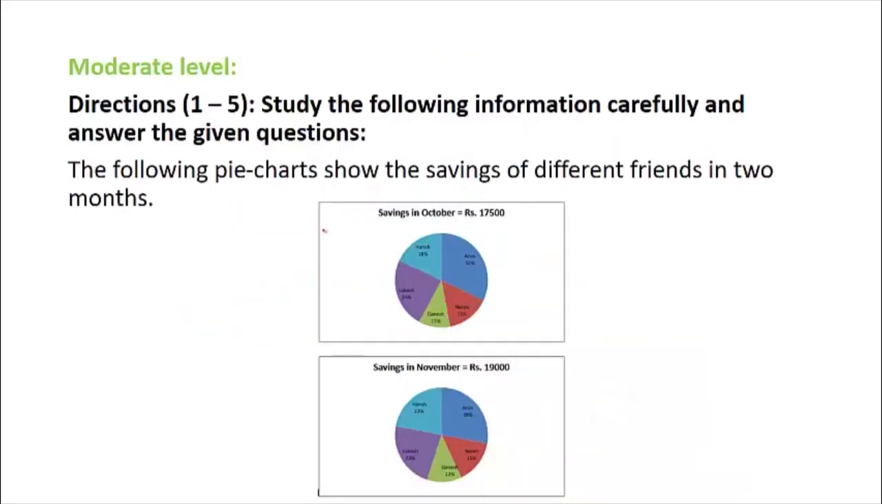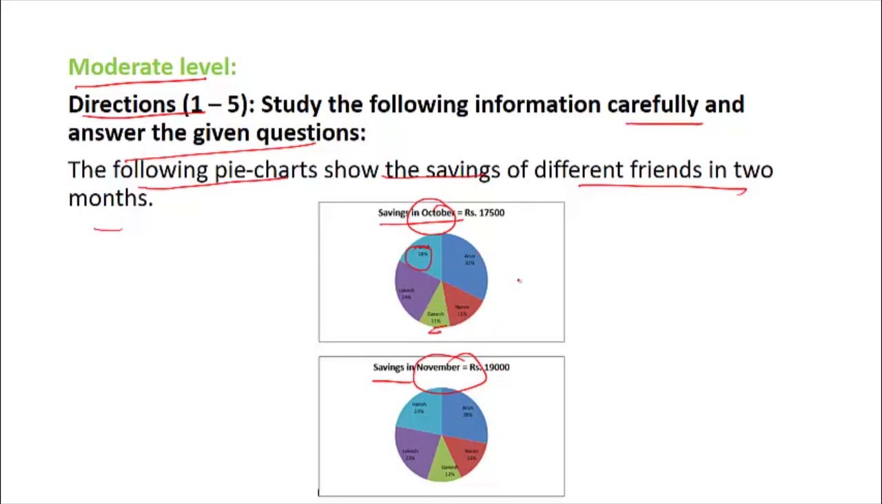This is the moderate level of question. Let us read the directions. Study the following information carefully and answer the following questions. The following pie chart shows the savings of different friends in 2 months. This pie chart shows the savings in October, and this pie chart represents the savings in November. The total saving in October is 17500, and in November it is 19000. These are in percentage, so the overall total will be 100%. Let us begin.